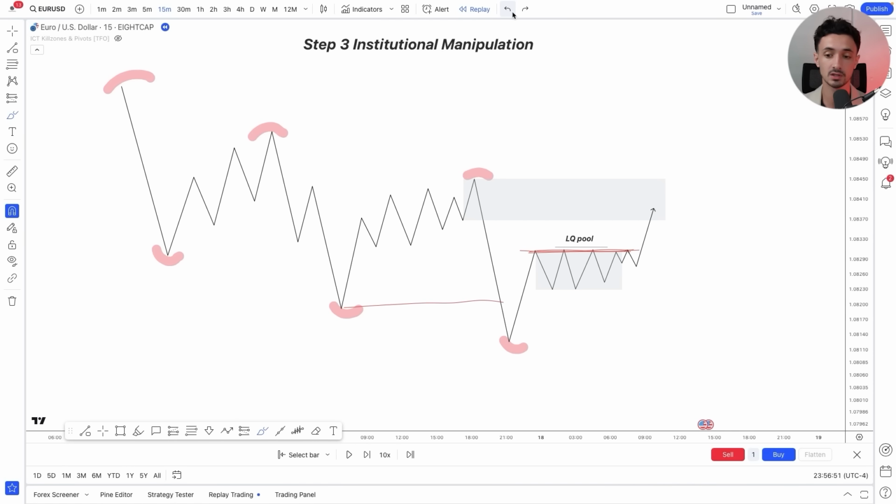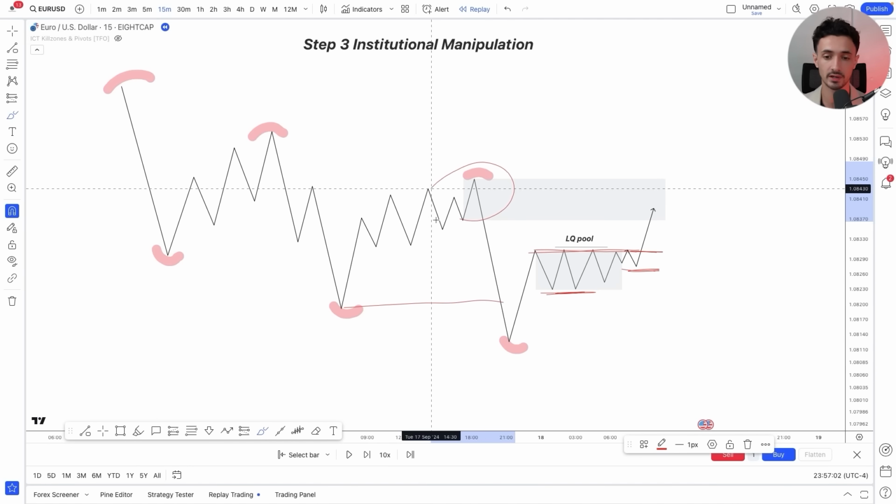There is so much liquidity that comes into the market from here. And then where do all the stop losses go as well? All the stop losses go down here. So when price comes back into our point of interest, once we get into step 4, which is our confirmation, essentially price is then bound to target these lows.